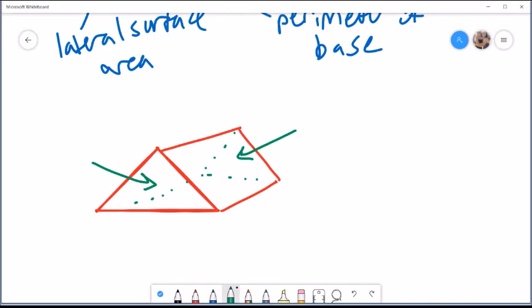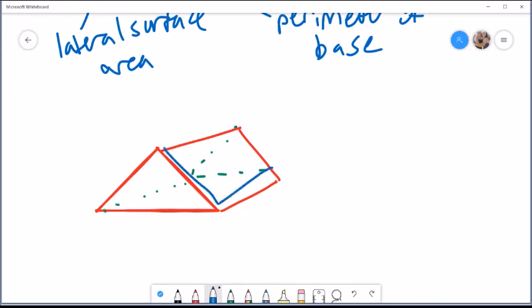But if you look, now it's gone. If you look at this shape here, this is a rectangle. And there's actually another rectangle on this side here, and another rectangle on the bottom here. When we're finding the lateral surface area, we're finding the area of those rectangles. And we need to do the perimeter of the base times the height.